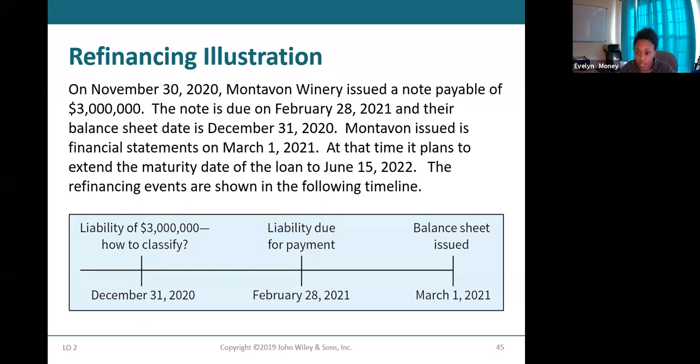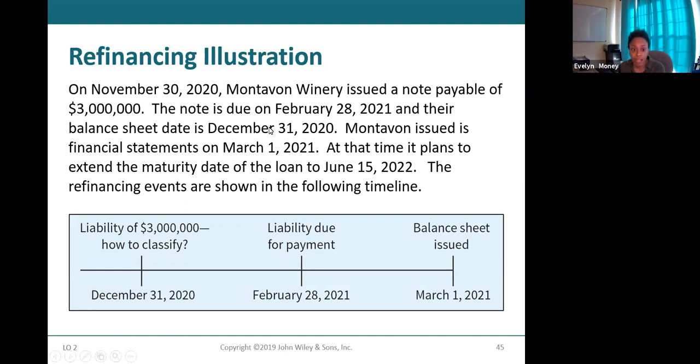On November 30th, 2020, we have this winery and they issued a note payable of $3 million. The note is due the next year, February 28th, 2021. Just looking at that information, with the balance sheet date being December 31st, if we assume that's the only information we have, then we can assume that they're going to pay it off using current assets. It would be a current liability. But let's continue reading and see what happens.